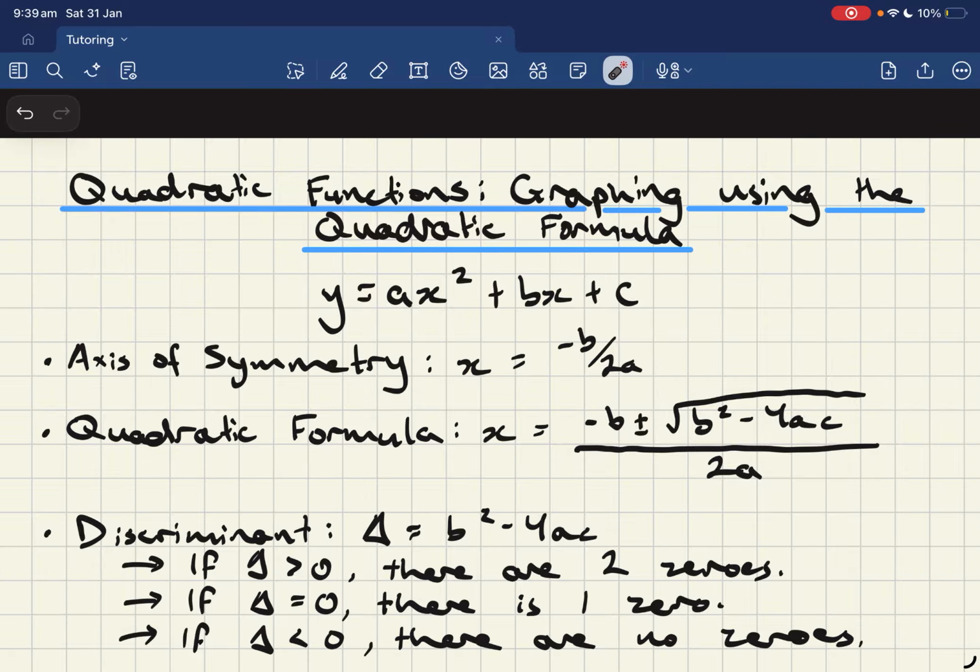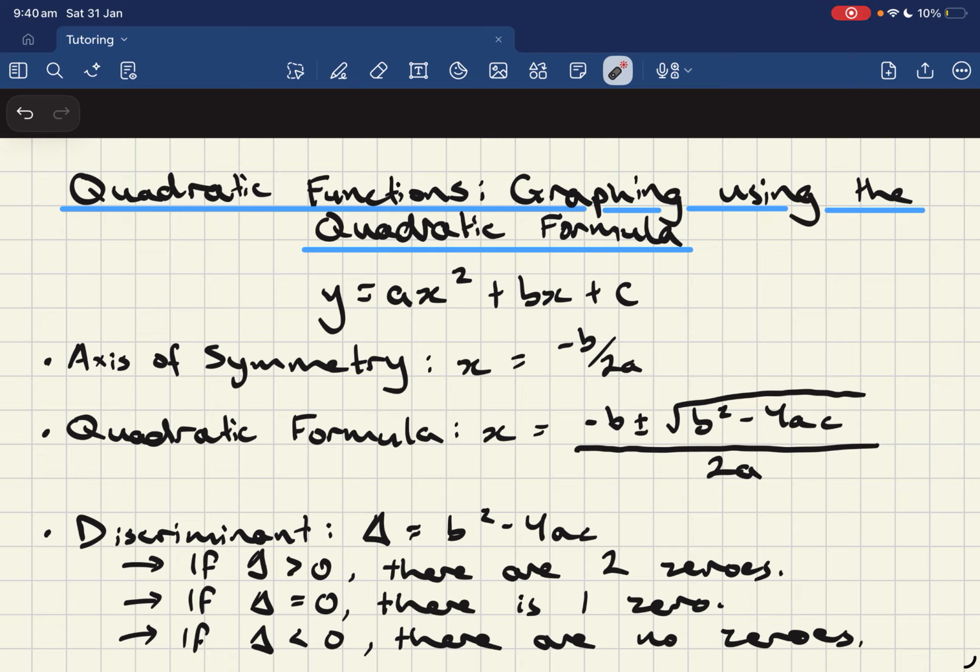Now, the quadratic formula is x equals minus b plus or minus the square root of b squared minus 4ac, all over 2a. This will give us the x-intercepts of our quadratic function. Now, this bit under the square root has a special name. We call this the discriminant.